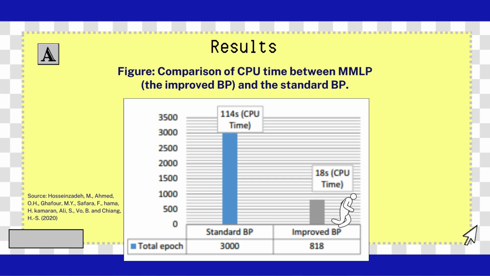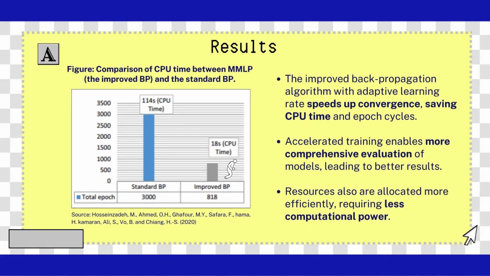Next, the figure illustrates the CPU time comparison between the two methods. The standard BP requires 114 seconds of CPU time to complete 3,000 epochs, whereas the improved BP takes only 18 seconds for 818 epochs. The improved backpropagation algorithm, with its adaptive learning rate, speeds up convergence, significantly saving CPU time and reducing the number of epochs needed. This accelerated training enables a more comprehensive evaluation of models, leading to better results. Additionally, resources are allocated more efficiently, requiring less computational power.